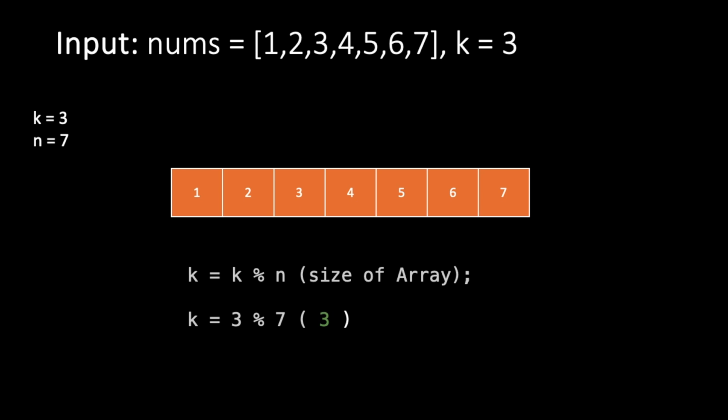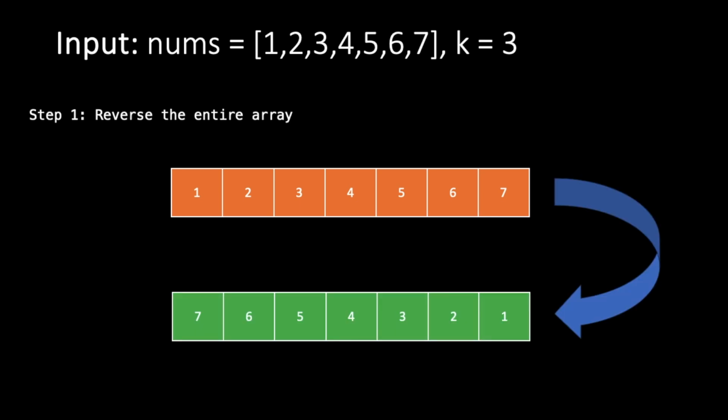Okay, so initially we are taking the same array 1 2 3 4 5 6 7. Here the requirement is we are given k is equal to 3 and the size of the array is equal to 7. Okay, so first we will calculate k, that is k modulo n. So 3 modulo 7 will give us 3 only. Okay, now step 1, what it says is we need to reverse the entire array. Reverse means we will make everything reverse of this.